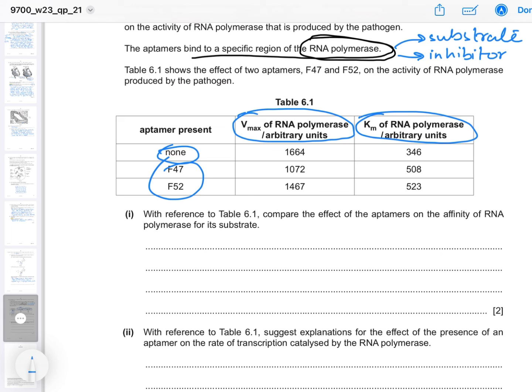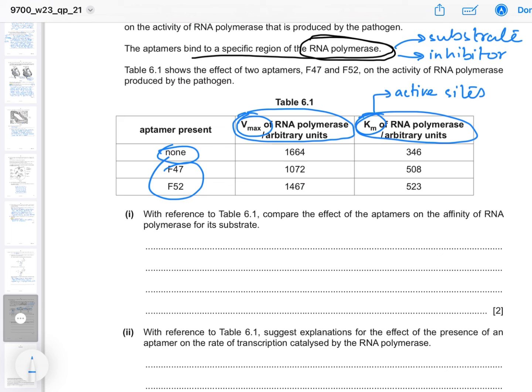Before starting, I'd like to explain the meaning of maximum velocity and the Michaelis-Menten constant. Vmax is the maximum rate at which an enzyme works, and the Michaelis-Menten constant is the substrate concentration at which half of the maximum velocity of the enzyme is achieved, or at which half of the active sites are occupied. The greater the affinity of an enzyme for its substrate, the lower the Michaelis-Menten constant value will be. With a stronger affinity, you won't need as much substrate to fill half of the active sites.